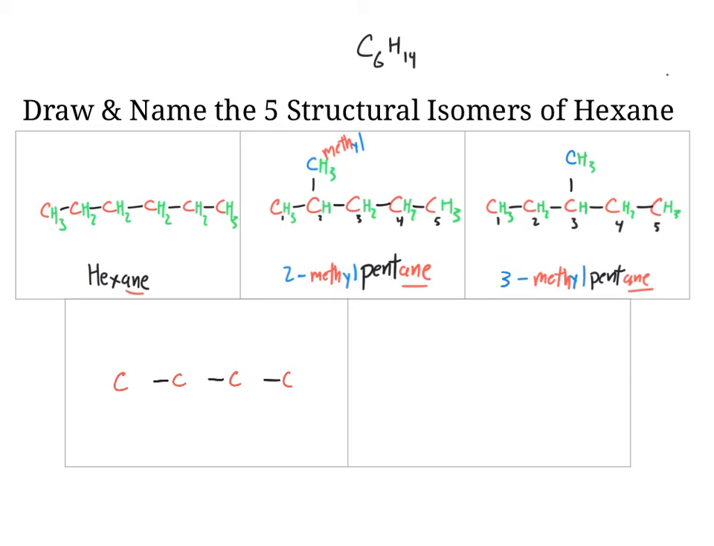So the first option that I'm going to do with that is I'm going to number my chain. 1, 2, 3, 4. And for me, it makes sense to add a branch here and a branch here. So I have 2 methyls. Now, what if I would have done this?